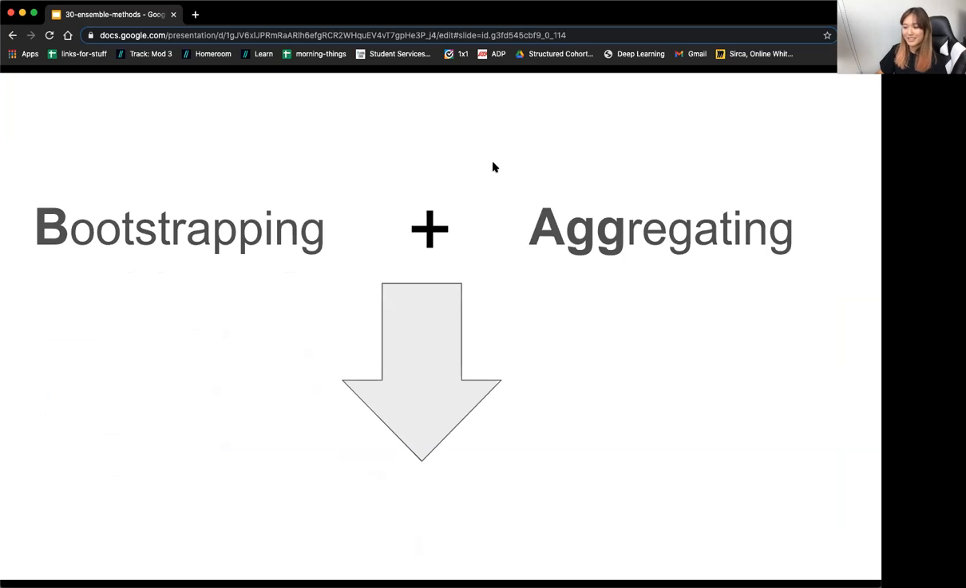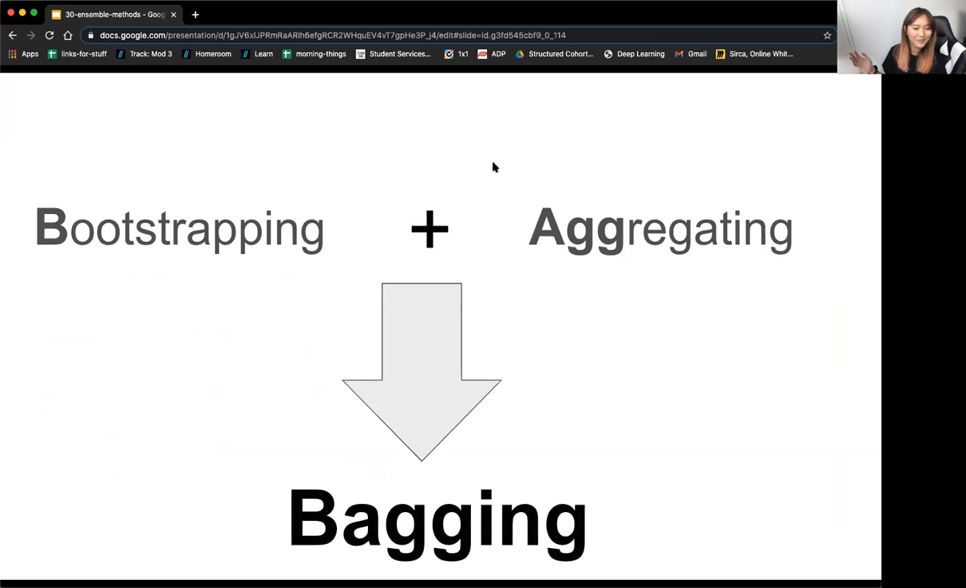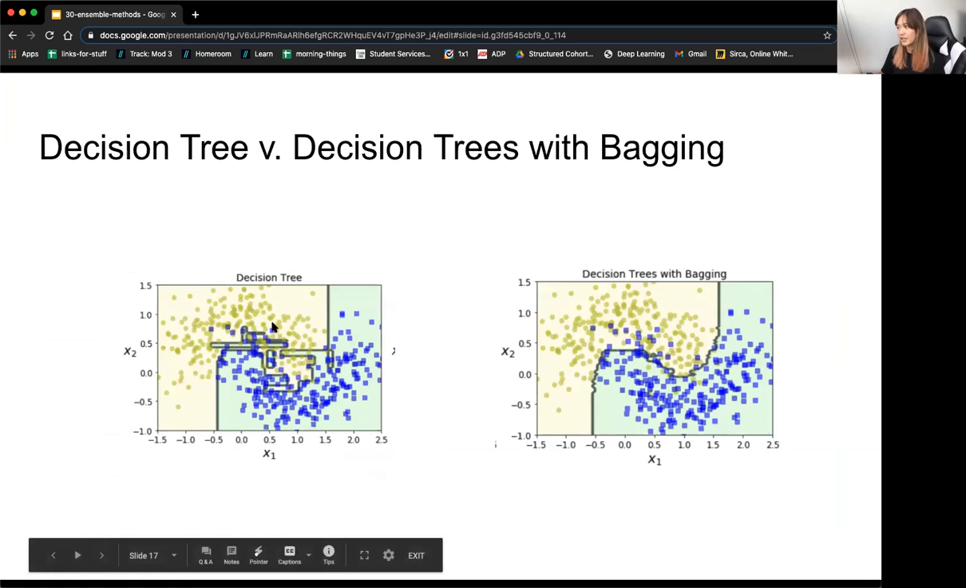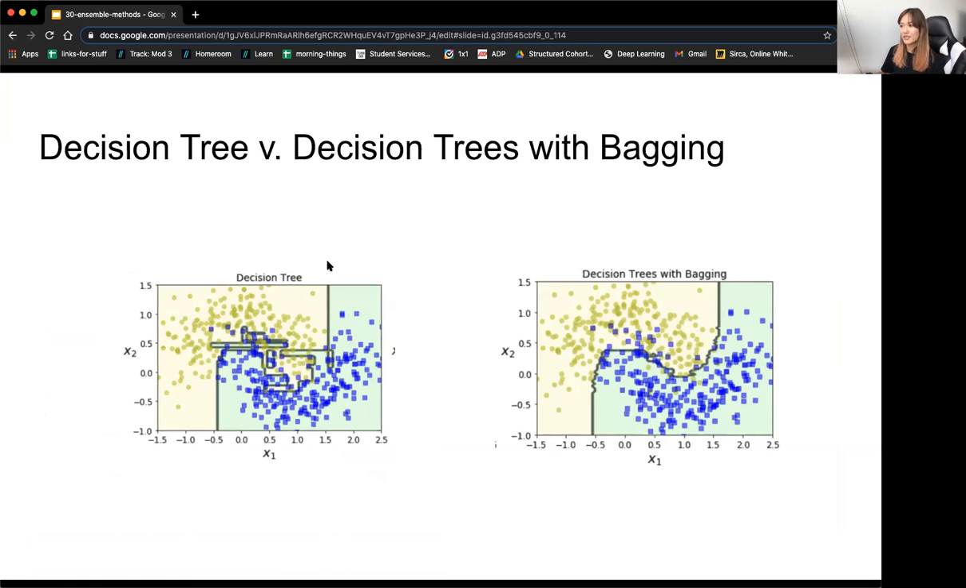All right, so bootstrapping plus aggregating, that's where we get the term bagging from. Any bagging algorithm is something that includes a bootstrapping step and an aggregating step, and bagged trees is one of the more straightforward bagging algorithms. If we take a look at the decision boundary for a single decision tree versus decision trees with bagging, you see a much smoother, less overfit decision boundary with bagging, just because you're considering more models. You have a bunch of weak learners working together, and you end up with this averaged prediction. So again, this is another example of how the ensemble method prevents overfitting. And yeah, questions about this?